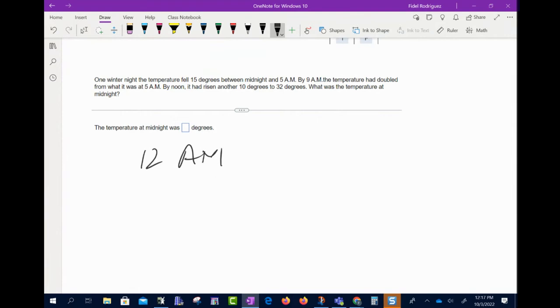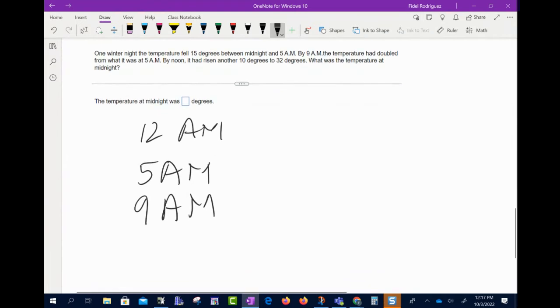Okay. What other times do we know? We know 5 a.m., right? I'm just writing down the times that we have. We have 5 a.m. We also have what other time? 9 a.m. And then from 9 a.m., what's the next time we have? Noon, right? So that's going to be 12 p.m. Okay, so now let's see if we know the temperatures at any of these times. Look what it says. At noon, it had risen another 10 degrees to 32 degrees. So we know that at noon, it was 32 degrees, right?